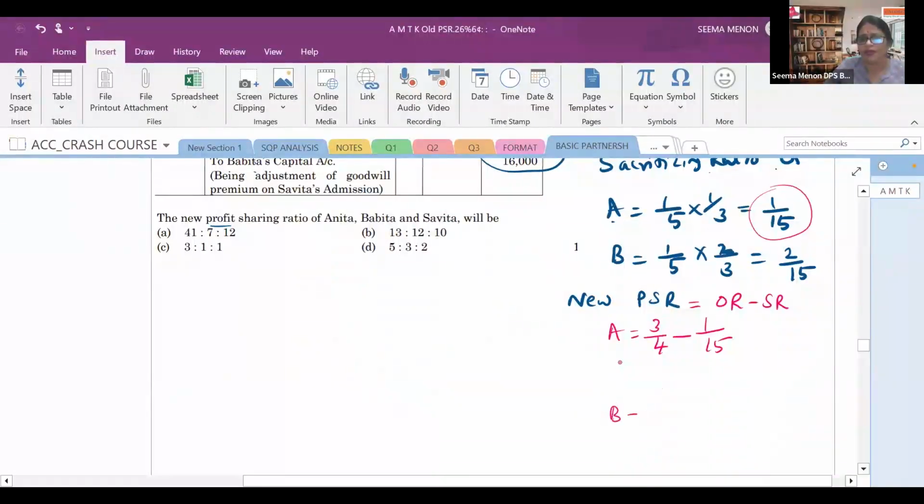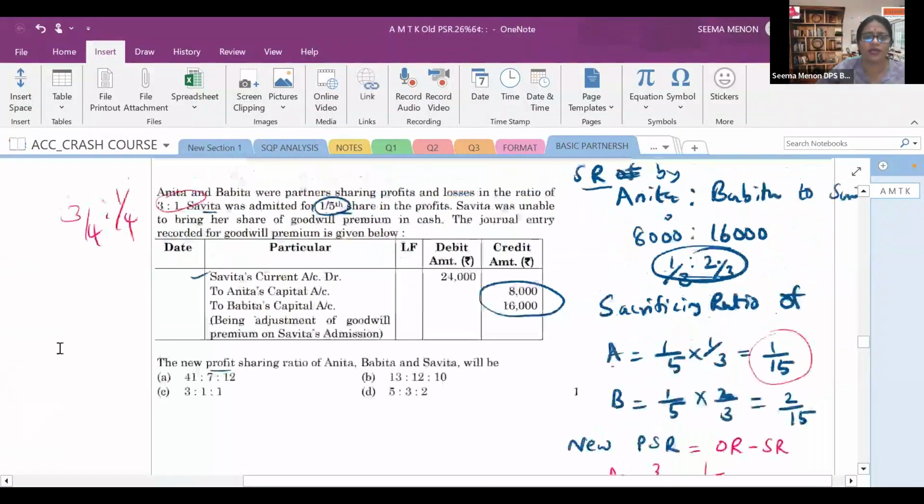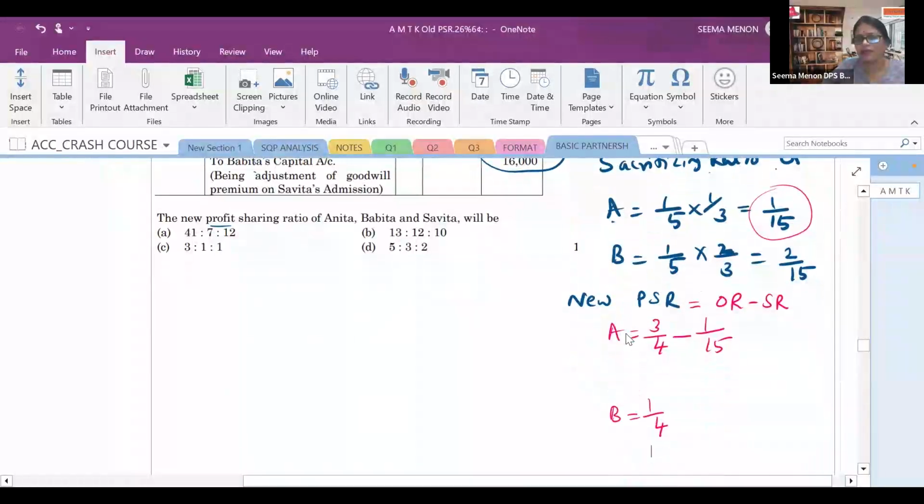The same way you will write for Babita also. Babita's old ratio is 1/4. You can see here on the left hand side. And her sacrifice is 2/15. You will subtract this. Once you solve it, how much you will get? 60. Then LCM. 60 divided by 4, you will get how much? 15. 15 3s are 45. Again, 60 divided by 15. That is how much? 4. 4 into 1, 4. So, 45 minus 4.